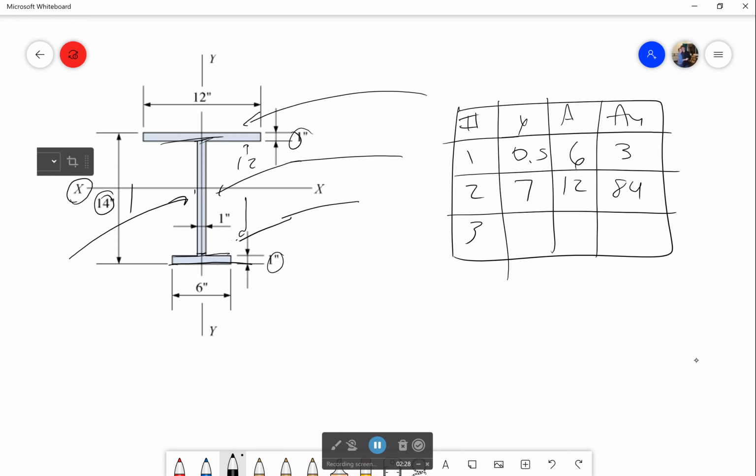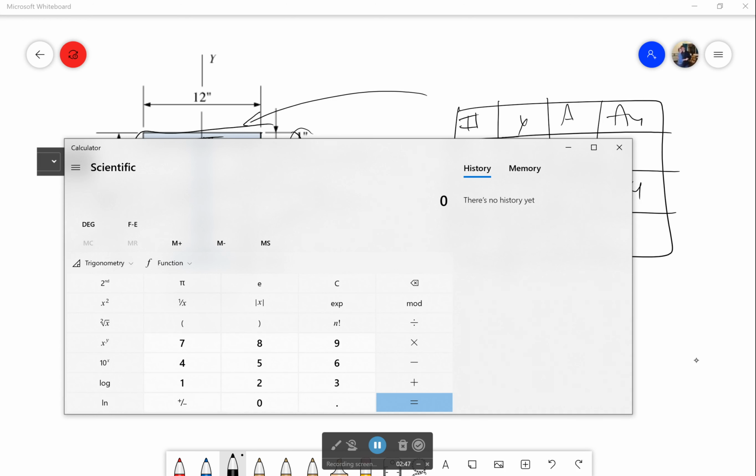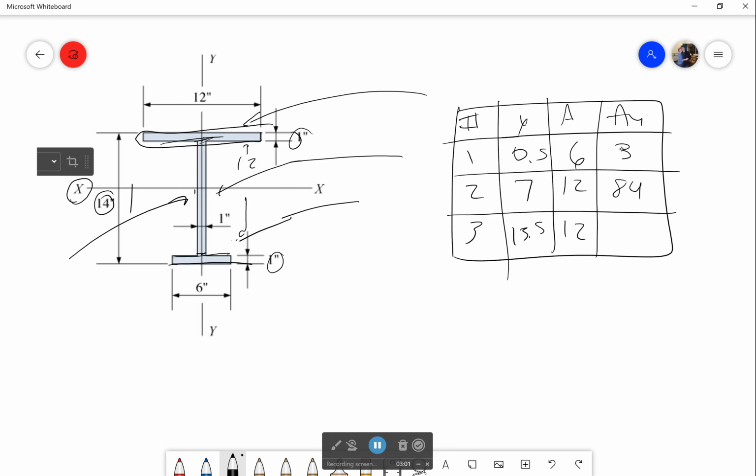My third one up here is the exact same shape as the middle one, just turned on its side. Its distance to its centroid would be 13 inches plus ½ an inch, so 13.5. Its area is 12. I multiply those together to get 13.5 times 12, which is 162. Okay. And then I add all those together, and what do I get?